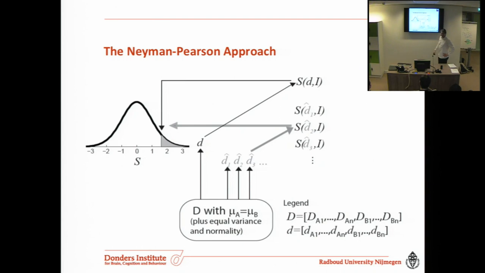And I have two experimental conditions, capital A and capital B. And in every condition, I have small n numbers. So I have here a vector of 2 times small n numbers. Those are all my data.